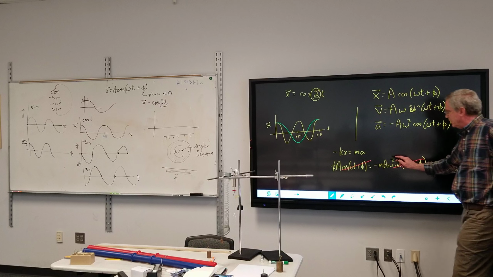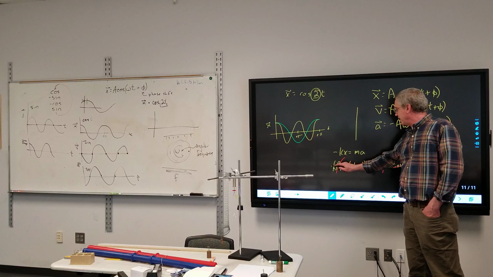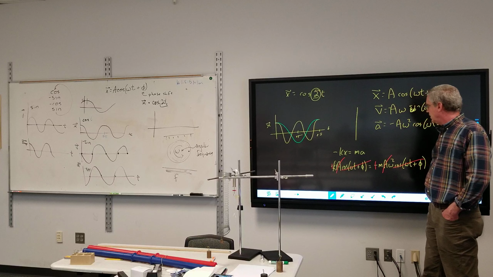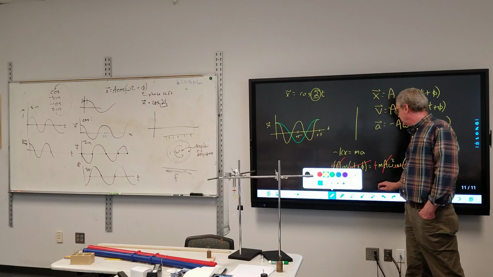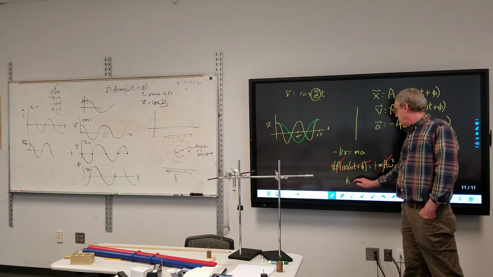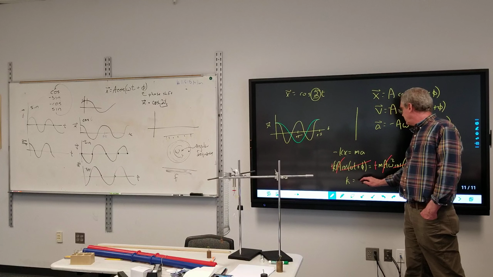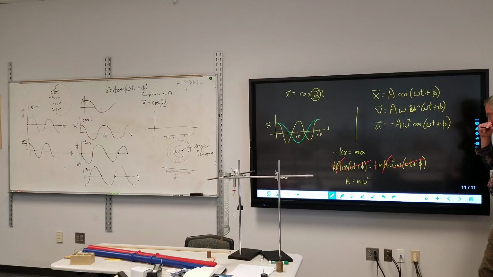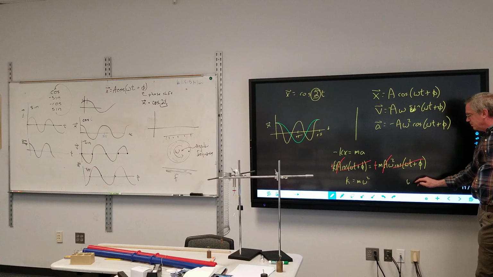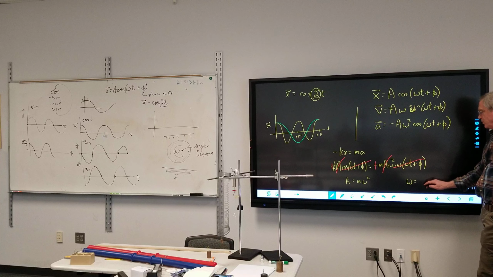My amplitude cancels out also. The negative sign cancels out. And I'm left with, after all that, k is equal to m omega squared. Therefore, omega is equal to the square root of k over m.